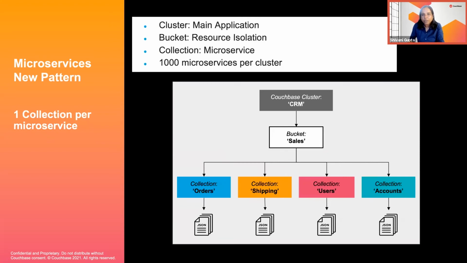But now, with scopes and collections, there is a new alternative available to you: map a collection to each microservice. You would still create a bucket, since collections have to be created inside a bucket. Let's say we call it the sales bucket. Then inside that bucket, we have created 4 collections, and we have mapped each of these microservices to a collection. This way, we can have up to 1,000 microservices per cluster. So if this application has a lot of microservices, you can consolidate them all in one cluster.